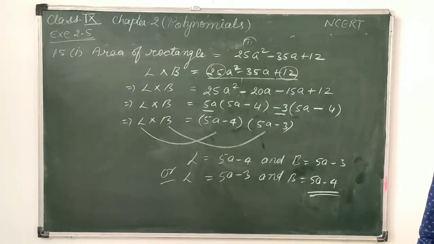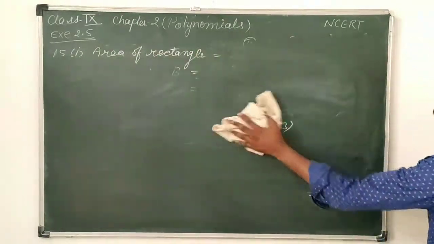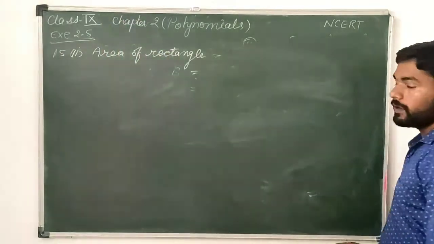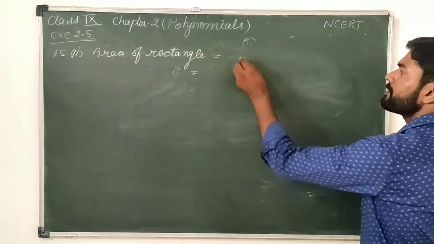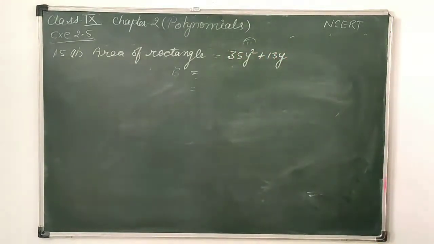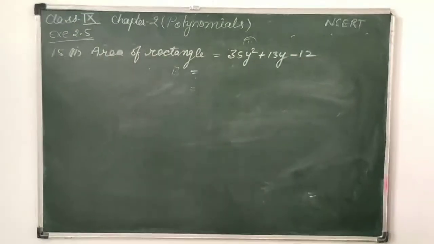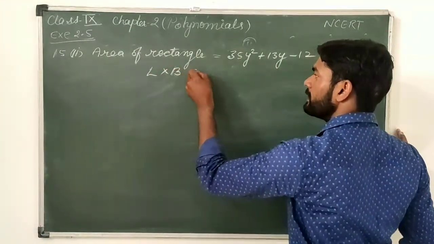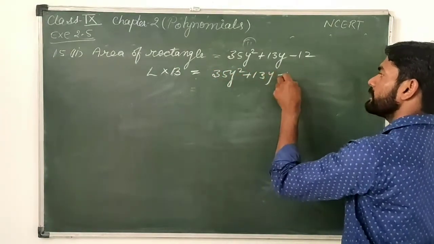Now student, the second part, which is 35y square plus 13y minus 12. Area of this rectangle is equal to this, and it is also the product of length and width, which is equals to 35y square plus 13y minus 12.